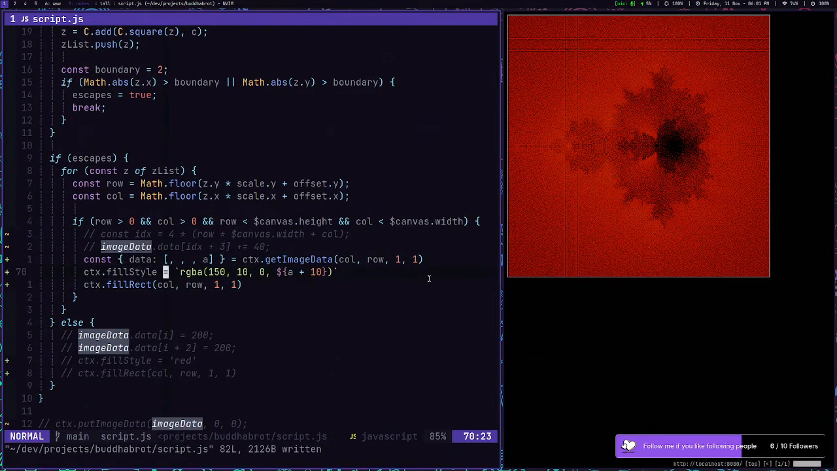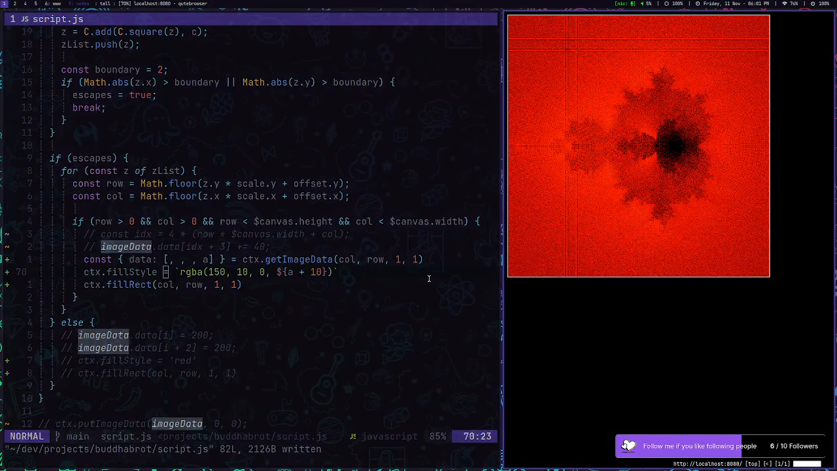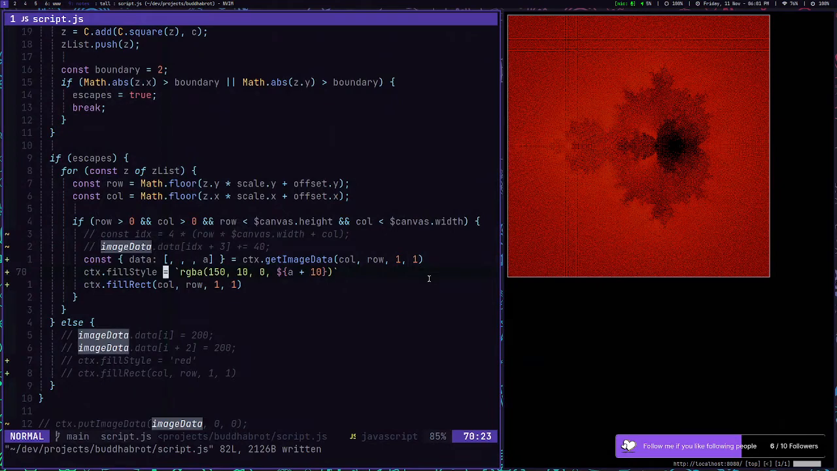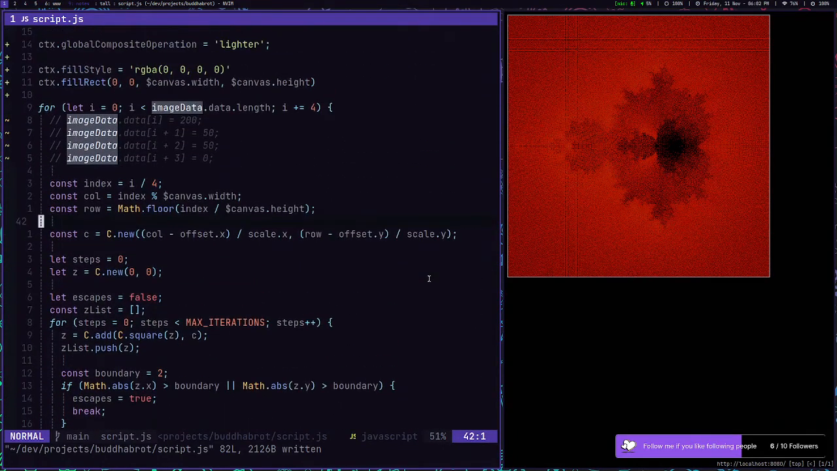Let's save this. Okay, it's taking a bit to reload. Not a good sign. Let's see what happens. Oh, nothing happened. We did the exact same thing twice. That's nice. What did we do wrong?